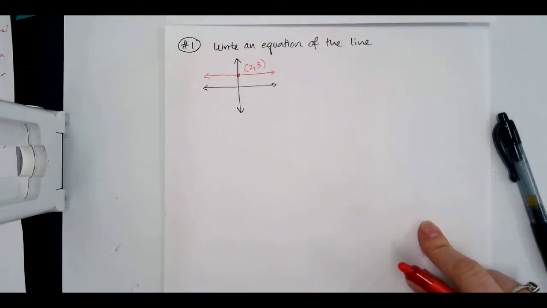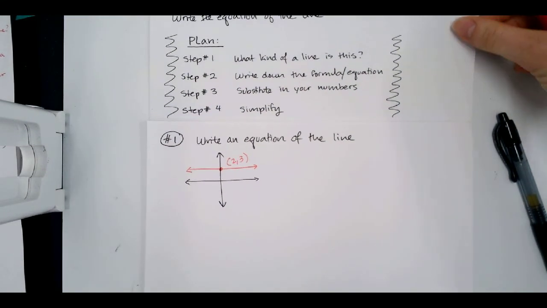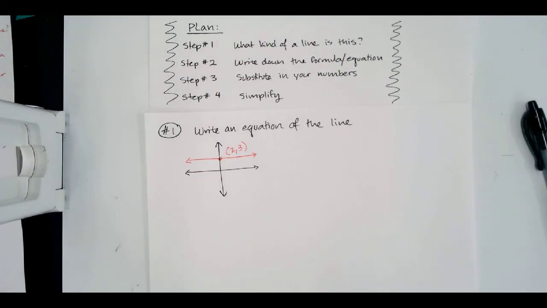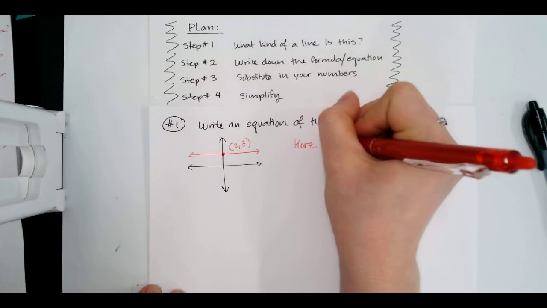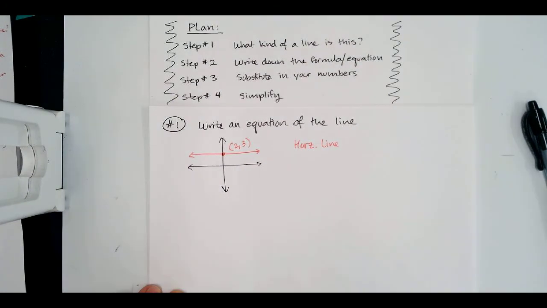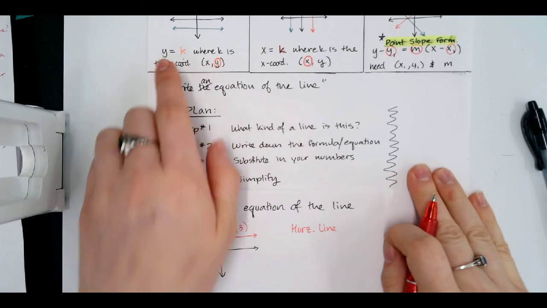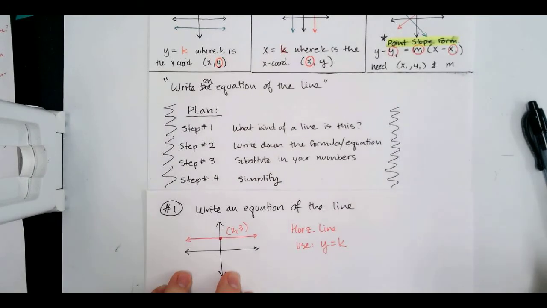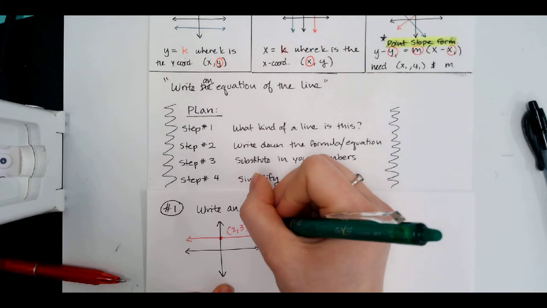All right, so let's take a look at this. What's our plan? Stick to the plan. Step 1, what kind of a line is this? It's a horizontal line. Step 2, write down the formula for the kind of line. So what's the formula for a horizontal line? Y equals k. And how do I use this? Well, I'm going to look for the y value. Where's the y value? Right there.